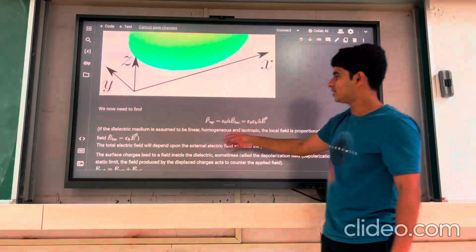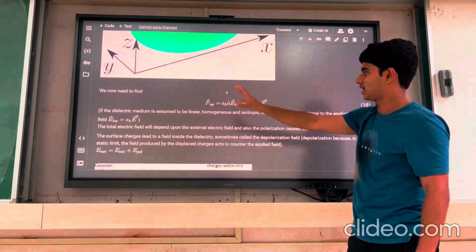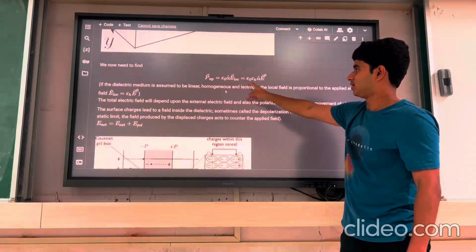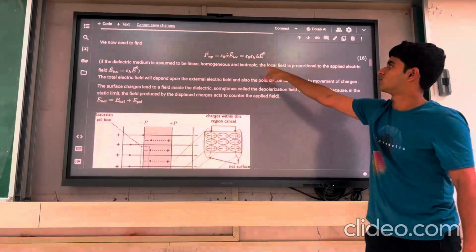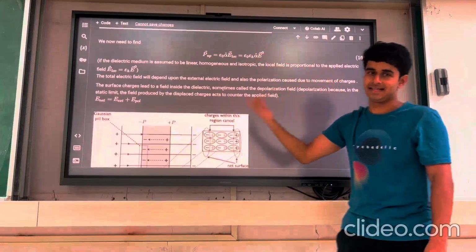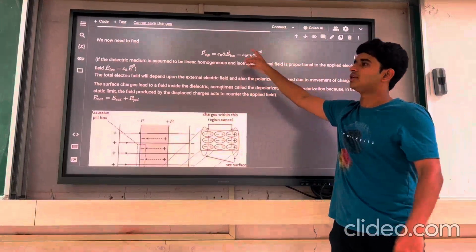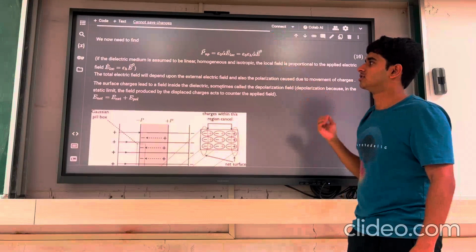We now need to find the polarization of the particular nanoparticle, and we know that the polarization is basically this, where alpha stands for the polarizability tensor. We need to find alpha so that we can find the Clausius-Mossotti relations.